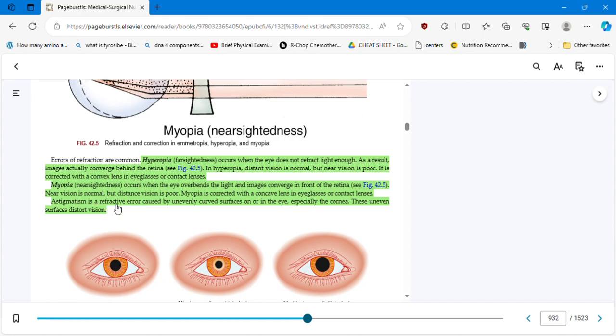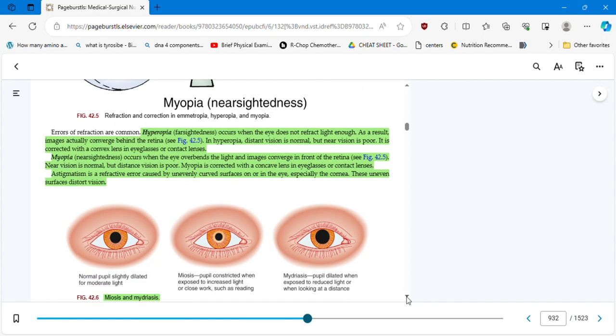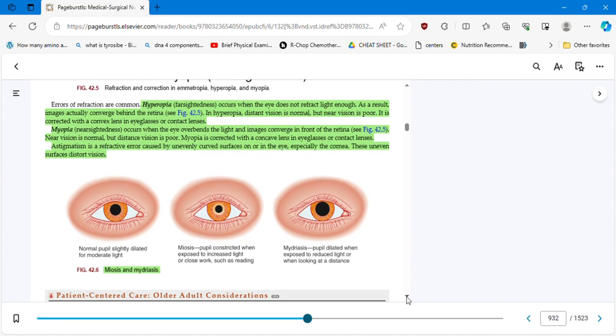Astigmatism is a refractive error caused by unevenly curved surfaces on or in the eye, especially the cornea. These uneven surfaces distort vision. So you know the astigmatism is a problem in the cornea. The surface is not well curved, it's uneven.